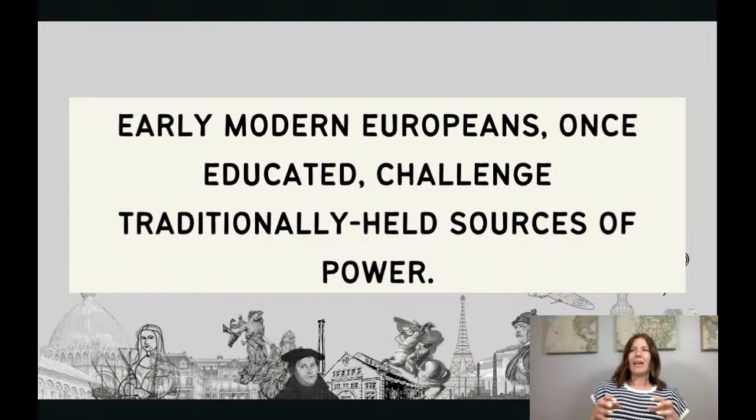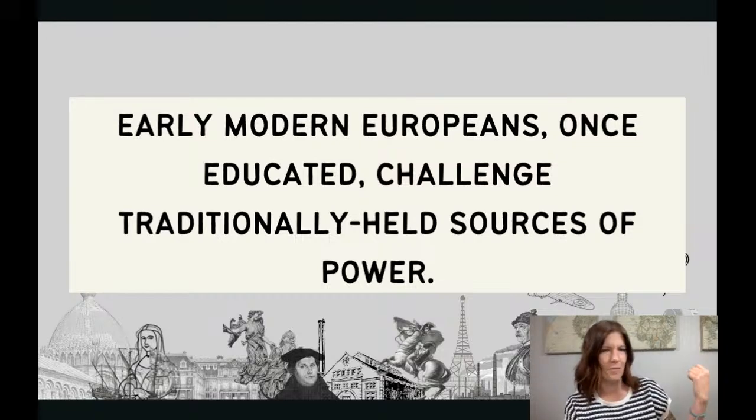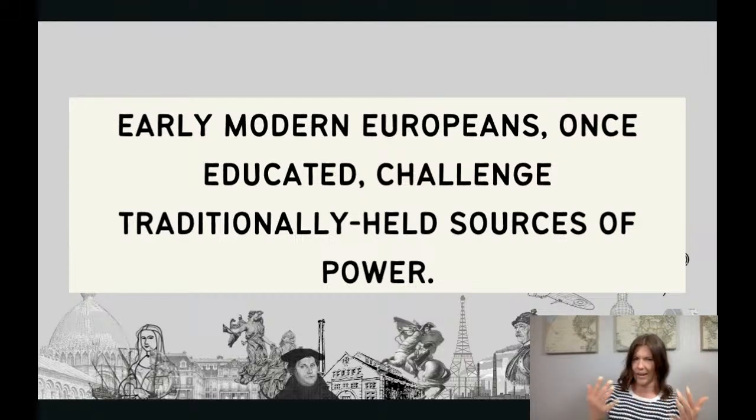So my overarching thesis for really the first 5 units of study in this class is that these early modern Europeans, these Europeans from 1450 to honestly the early 1800s, are challenging traditionally held sources of power. They had to get educated in order to do that. This is all concomitant; it goes hand in hand with the increase in literacy. But these early modern Europeans are like, hey, the way that things have been going on in the Middle Ages, we don't want that anymore. We actually want to change this and maybe amass power for ourselves.